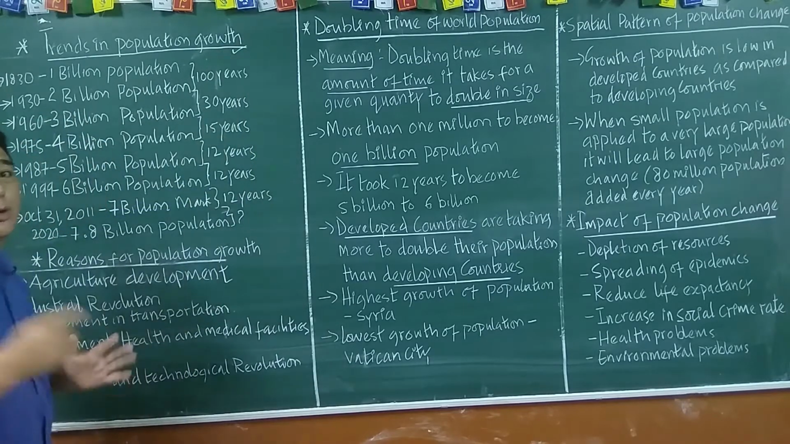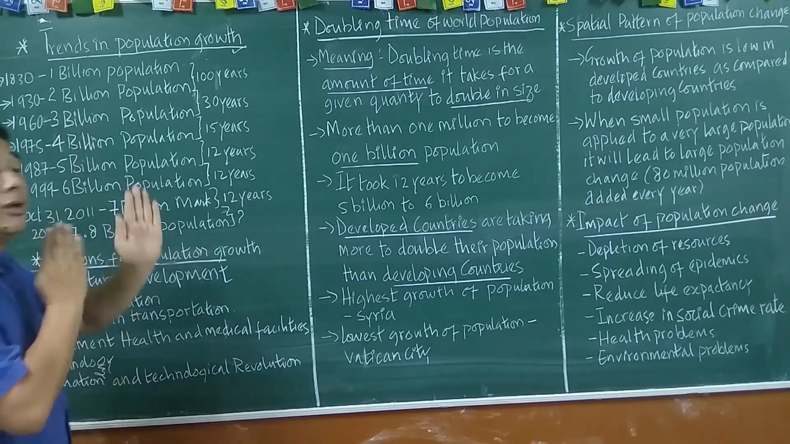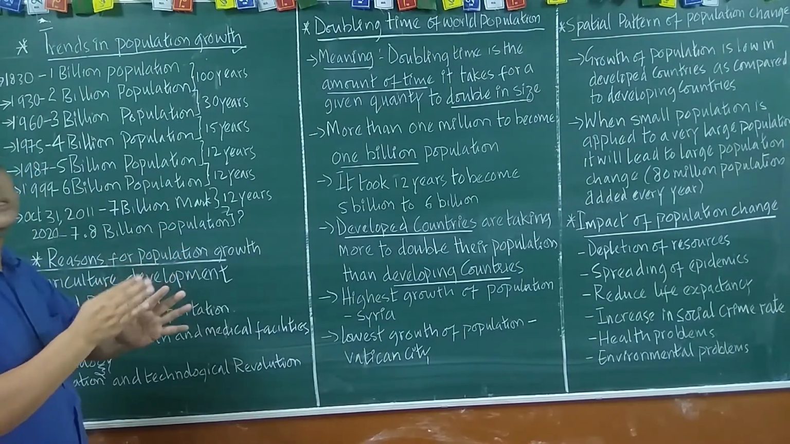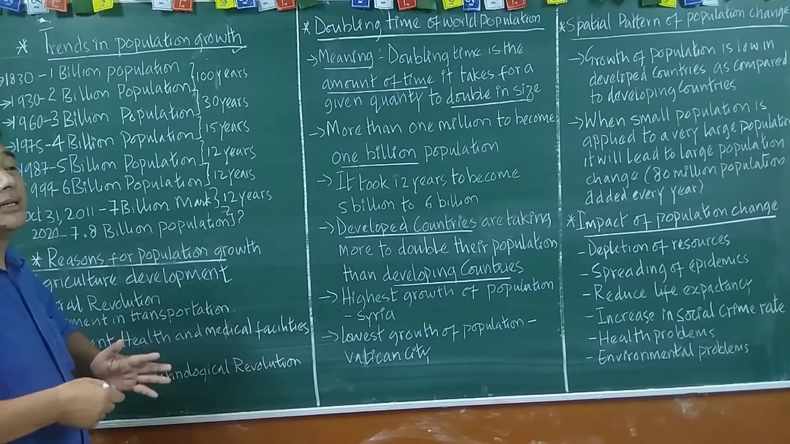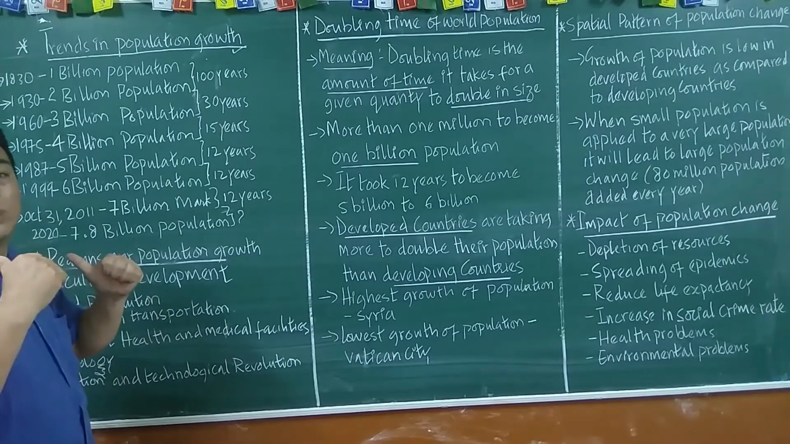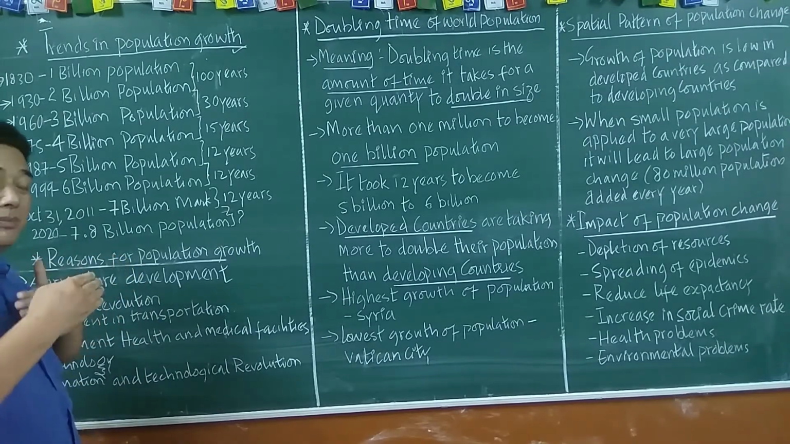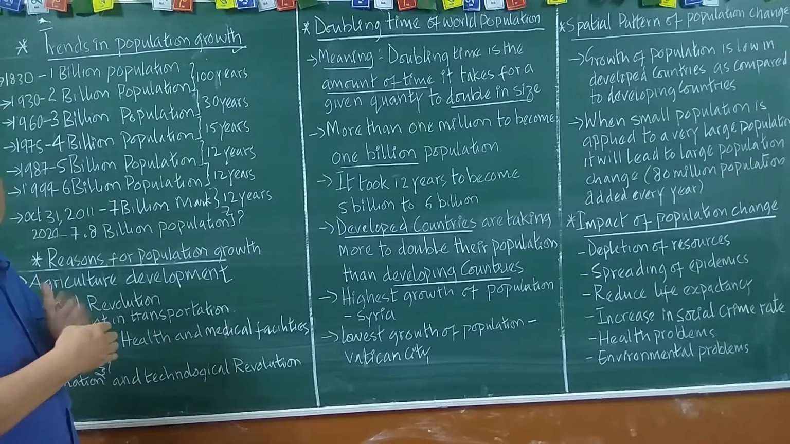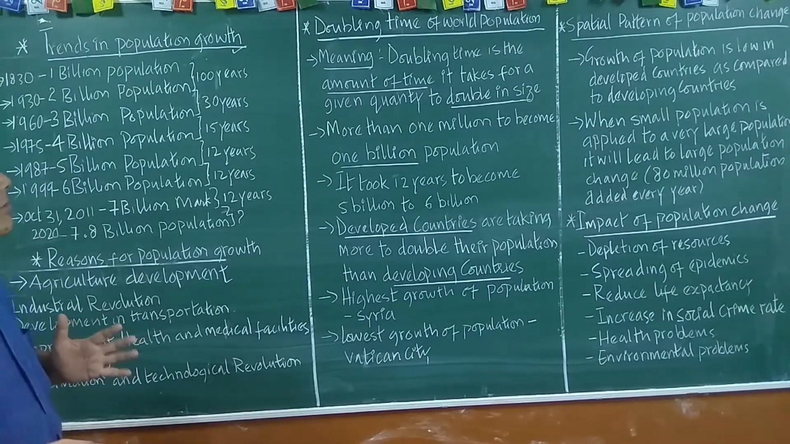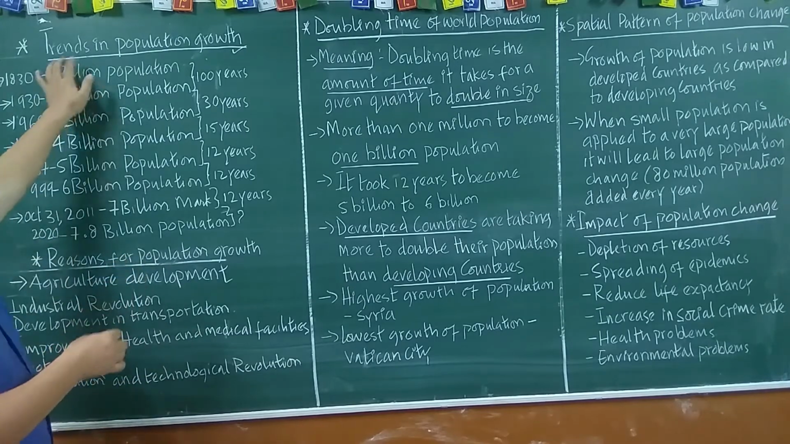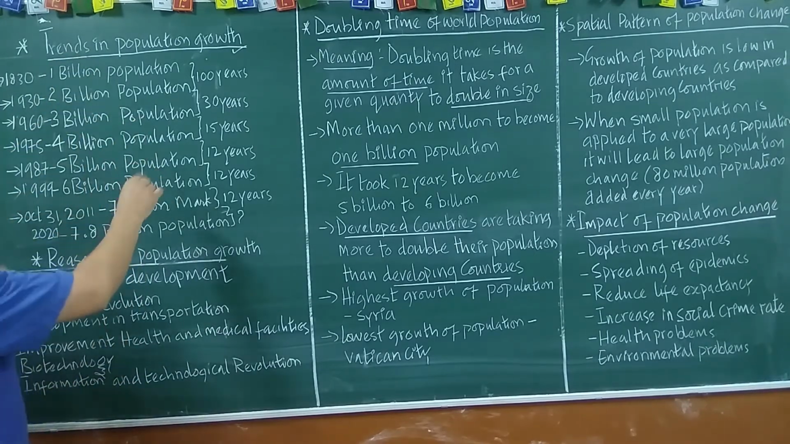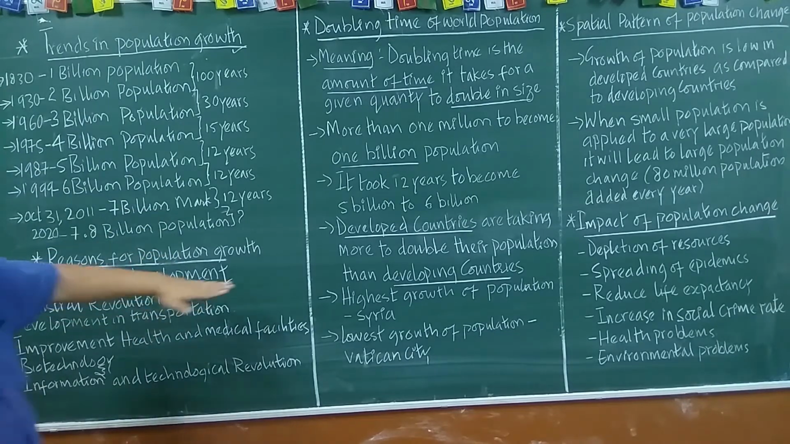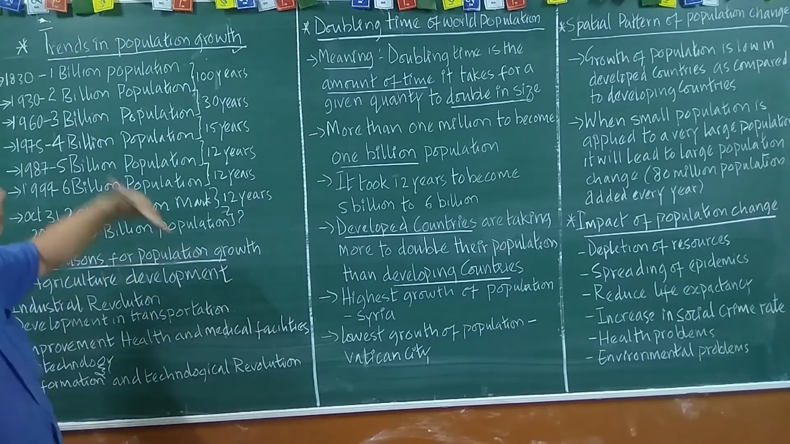As I've already told you, what is trend? In the world, the population is moving toward which direction? How fast is it increasing? In the past, what was the population? How much time has it taken to increase the population? At present, at what rate is it increasing? So that is the trends in the population growth. So you can see the trends of the populations of the world.